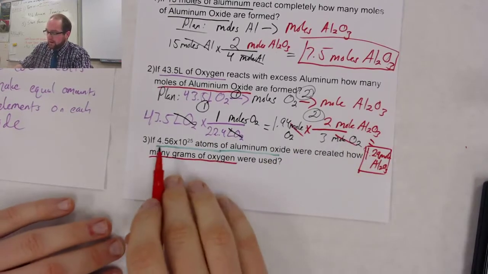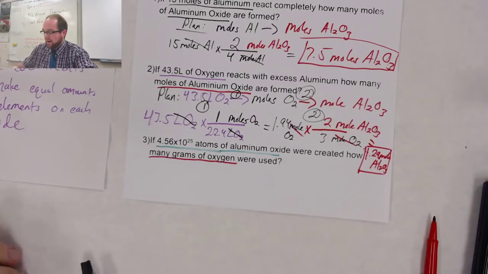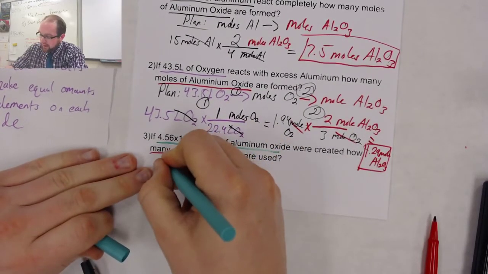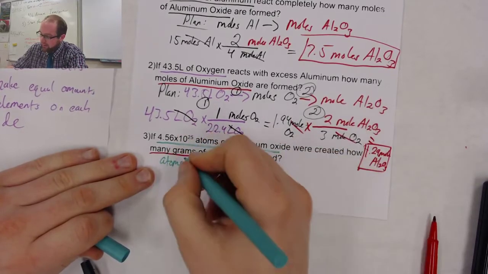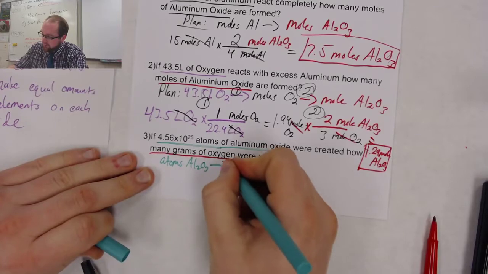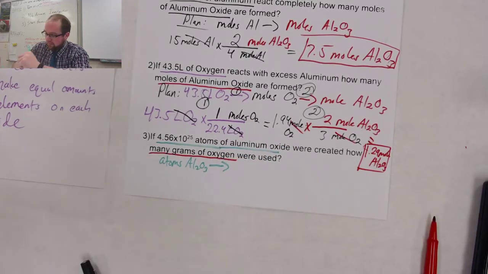Uh-oh. All right, so we're going to have to do a multi-step problem, and this you might already be able to figure out. It's going to be 3 steps because I'm going to take my atoms of aluminum oxide. I'm going to convert those into the moles. I'm going to need to do a mole-to-mole conversion.